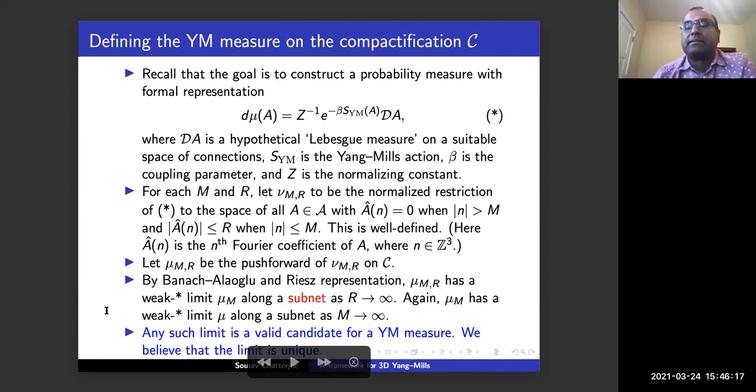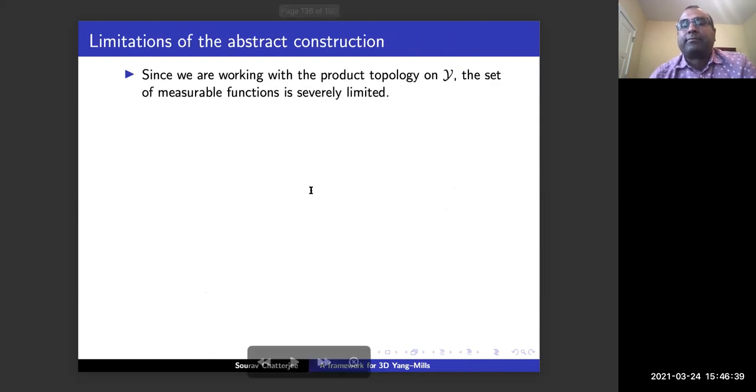We believe that this is unique, and this gives you a construction of the measure. As long as the regularized Wilson loop observables are your only observables of interest, there is nothing wrong in this. So this is just a valid construction. Well, you are implicitly using the action of choice here, but you get a construction like this. Okay. But there are some problems with this construction, as I said.